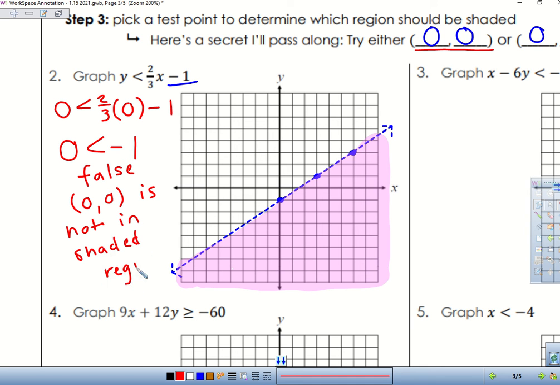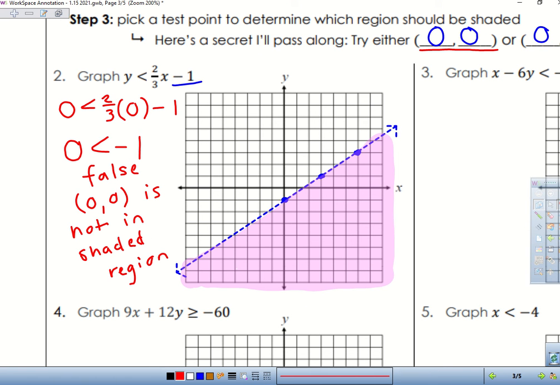And is that true based on our picture? It is. So you know you shaded correctly. Does that make sense for everyone, what I'm saying by that? Okay. Thank you, Paige. You ready for number 3?